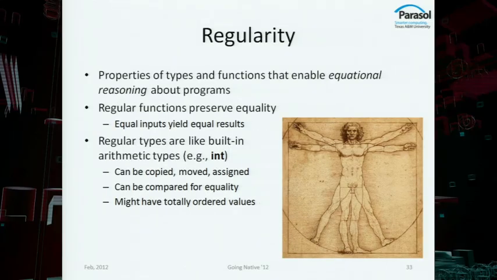So let's look at one of the things that are at the basis of a lot of our thinking. It's a notion of regularity. If we don't have regularity, it's hard to think about it. A regular type is a type that sort of behaves a bit like an integer. We can assign them, we can copy them, we can take their address, we can compare them for equality. Some of them have an order, so that will mean they're ordered in addition to being regular.